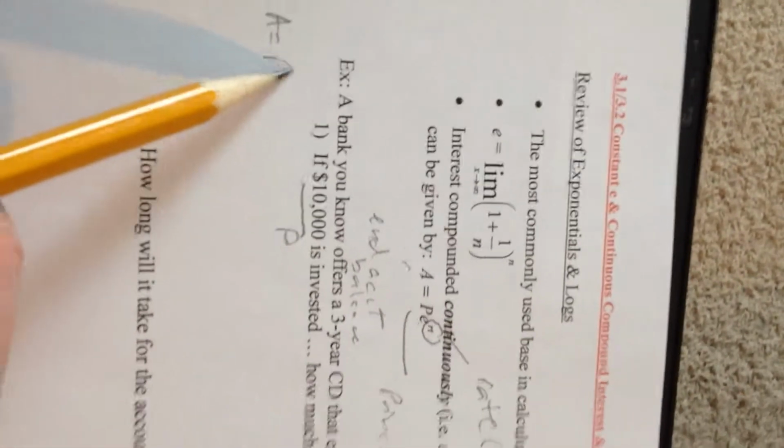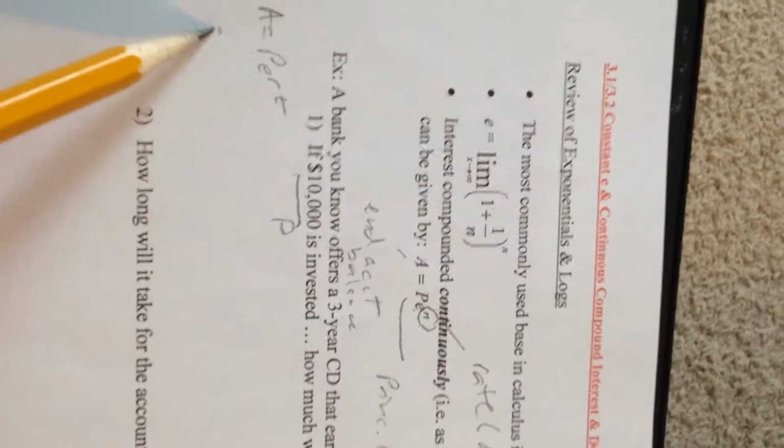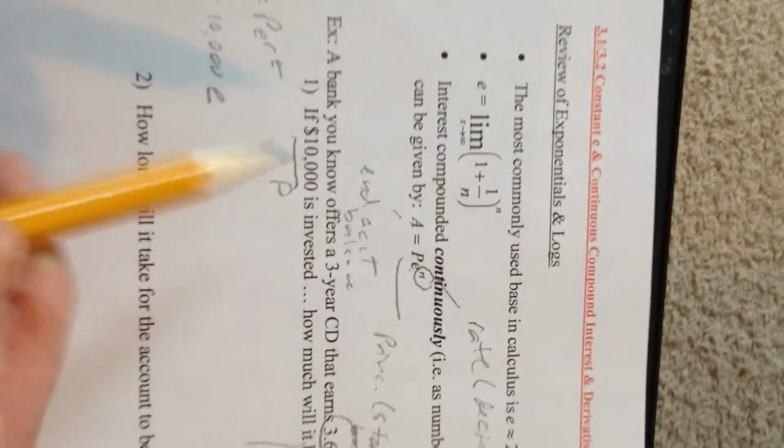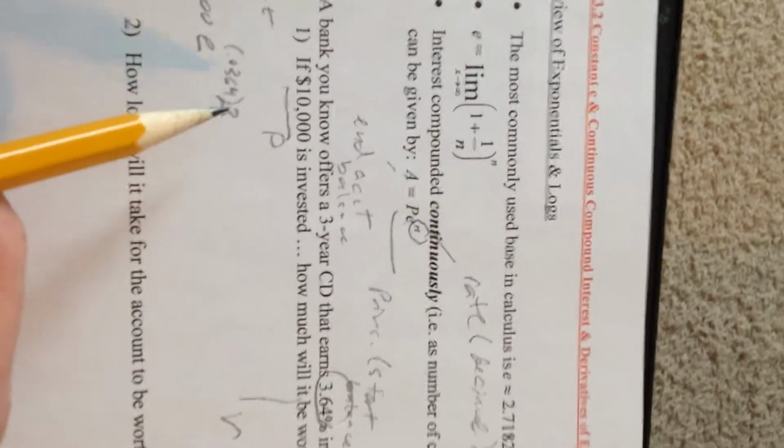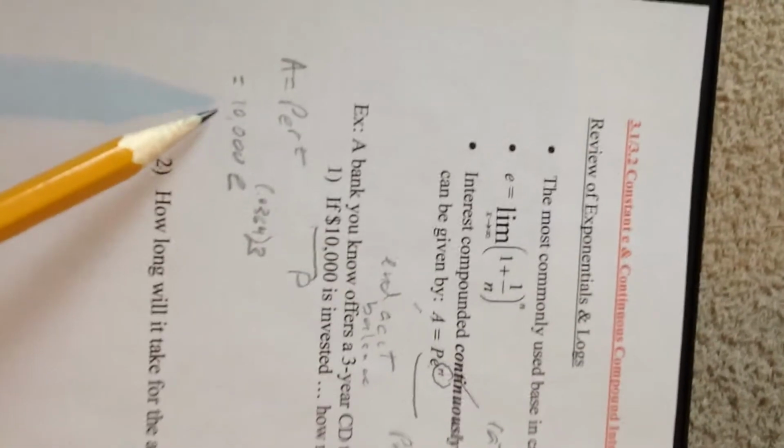I'll write the formula down here. A equals Pe^(rt). I don't know A, but I know I started with 10,000. e to the rate of 0.0364 times time, which is 3 years.